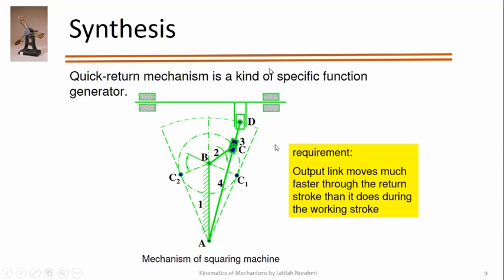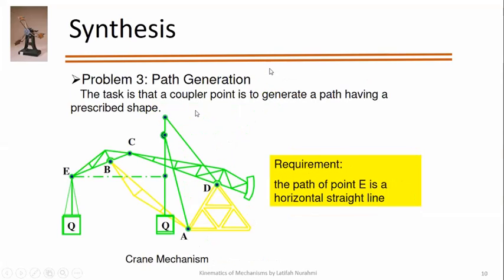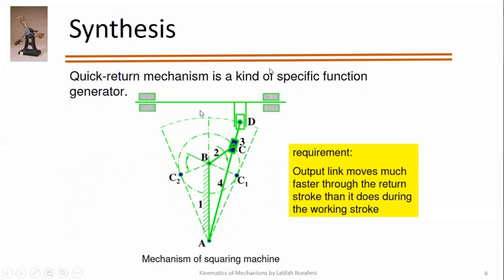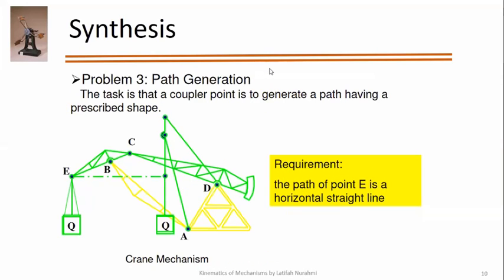Okay. So this mechanism, I hope you understand how it is working. Now comes path generation. So the task is that a coupler point is to generate a path having a prescribed shape.